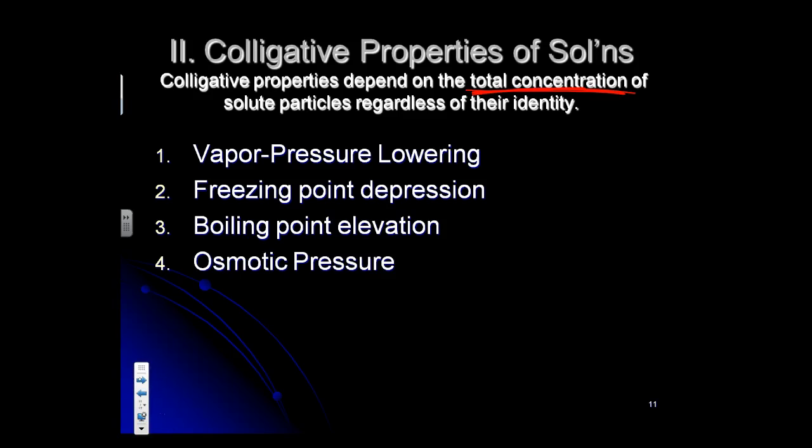We're also going to change its osmotic pressure. I'm not going to talk a lot about osmotic pressure. It does have to deal with osmosis, and you discussed that a lot in biology. Osmotic pressure is the pressure it takes to stop osmosis and stop the movement of the solvent particles through that semi-permeable membrane. But the first 3 I am going to talk about.